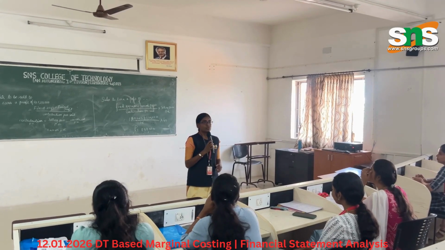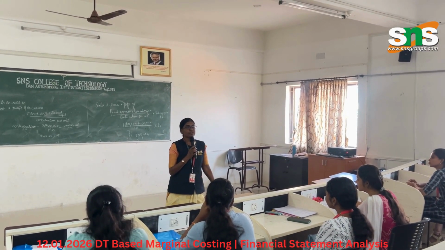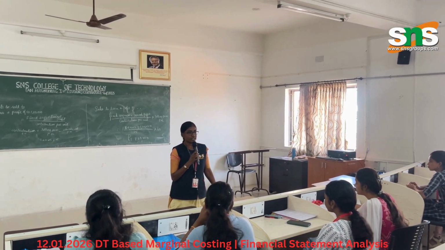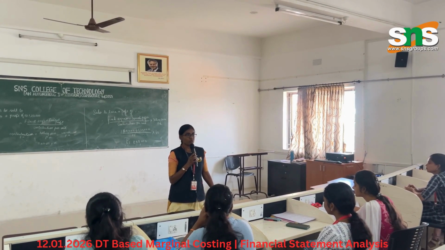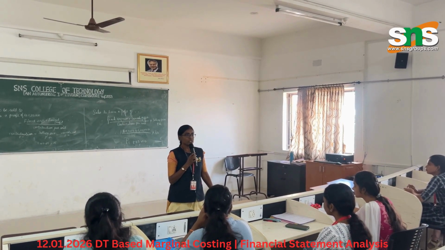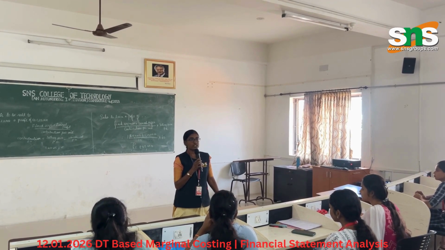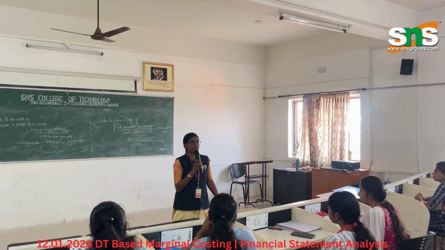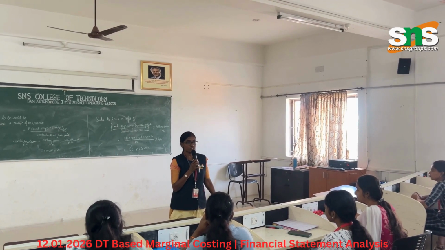Thank you. So students, I hope you have understood today's class. What have we seen in today's class? Marginal costing, a decision making problem. We have seen what marginal costing is all about. The additional cost incurred by the company for producing an additional unit is called marginal costing. This marginal costing is very helpful for the company in decision making.